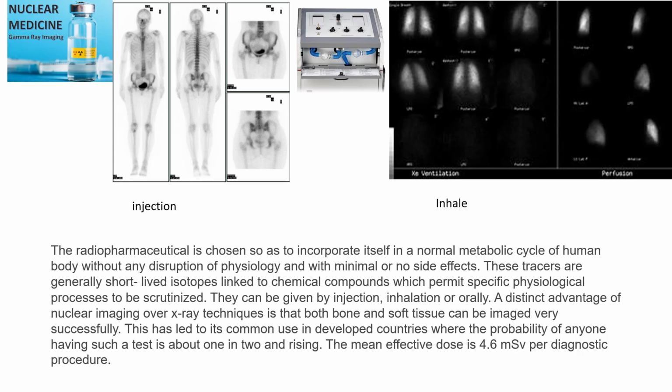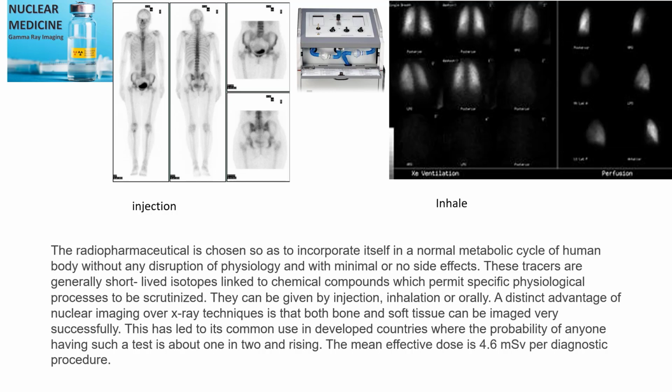The radiopharmaceutical is chosen so as to incorporate itself in a normal metabolic cycle of the human body without any disruption of physiology and with minimal or no side effects. These tracers are generally short-lived isotopes linked to chemical compounds which permit specific physiological processes to be scrutinized. In other words, they're tagged with a chemical to go to a specific area. They can be given by injection or inhalation or orally.